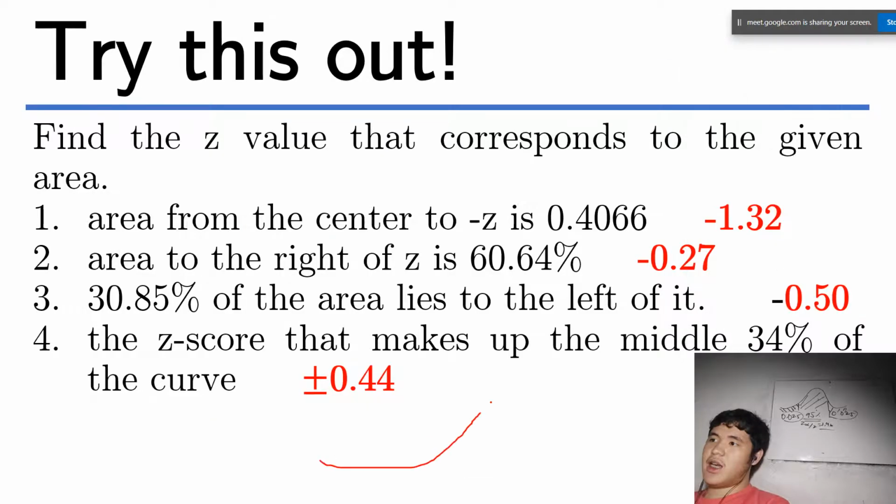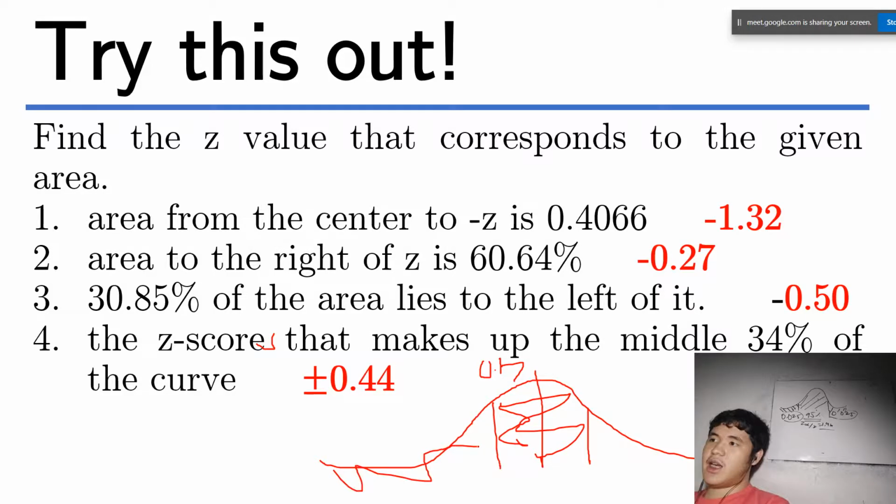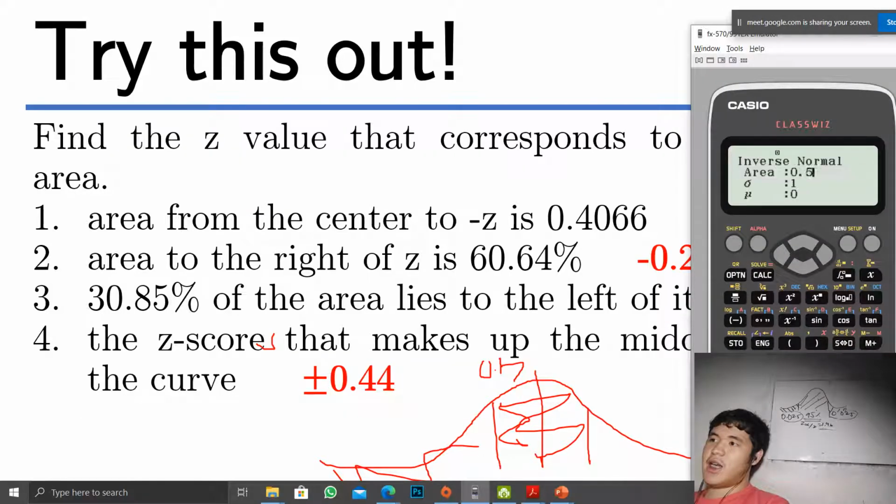And lastly, z-score that makes up the middle 34% of the curve. So, kung middle 34%, ito yon, z-scores, dapat z-scores. So, dapat from the center to one of these, it's 0.17, di ba? Yung area. Ngayon, we get 0.5 minus that. And that is our answer. 0.5 minus 0.17. And that's our answer, 0.44. Positive, negative. Kasi pareho lang yan, di ba? Mirror image.